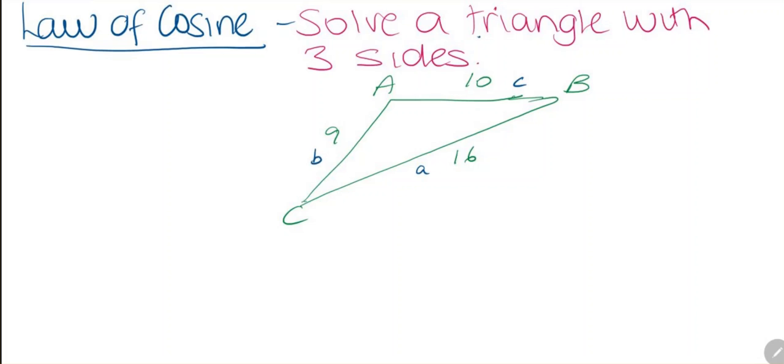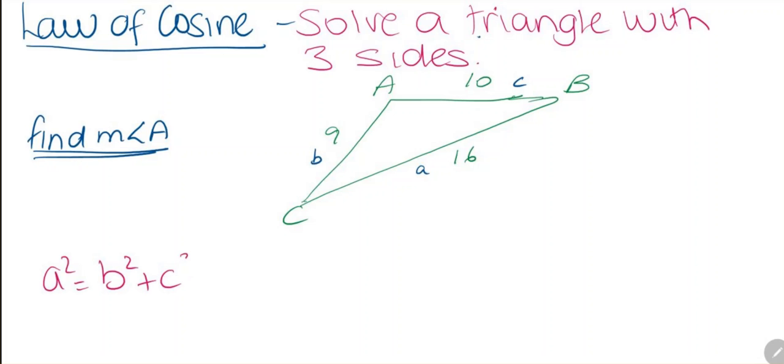and then we're going to use the formula. So we're going to look to find angle A. So we want to find the measure of angle A. So this is what we need to do. The formula: a squared is b squared plus c squared minus 2bc times the cosine of the angle, so that we're finding A. So we're going to rearrange this formula.